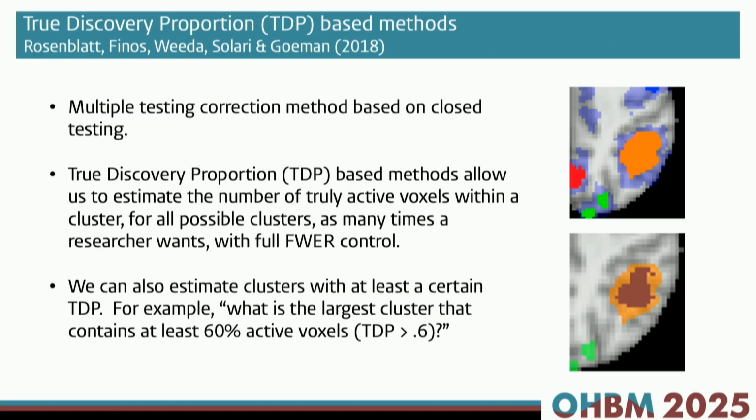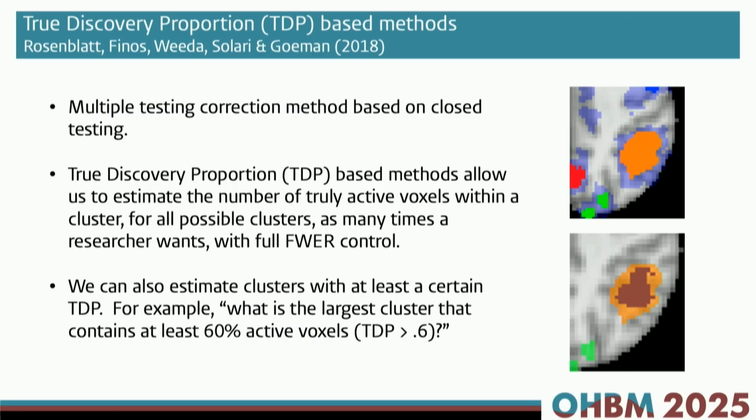Let me just quickly talk you through what it is without going into much detail. It's a multiple testing correction method based on closed testing. The closed testing method allows us to make a simultaneous confidence bound, and that is a confidence bound that allows us to look into every possible subcluster in the data without losing family-wise error control across the clusters that we test. And this simultaneous bound allows us to estimate the number of truly active voxels within a cluster for all possible clusters, as many times as a researcher wants.